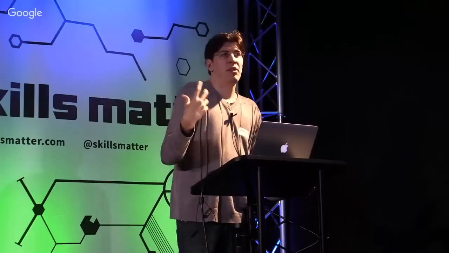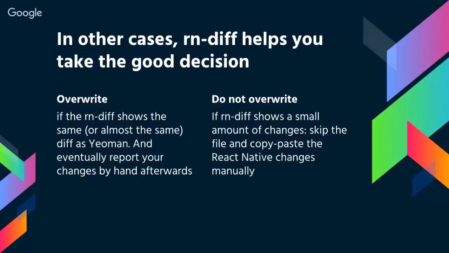In case of real conflict, the rndiff helps to take the good decision if you want to override your file or not. What I mean by good decision is the less painful option, the option that will require the fewest manual changes afterward. So if you choose to override the file, you probably have to report your changes in this file. And if you do not override the file, you probably have to import the React Native changes.